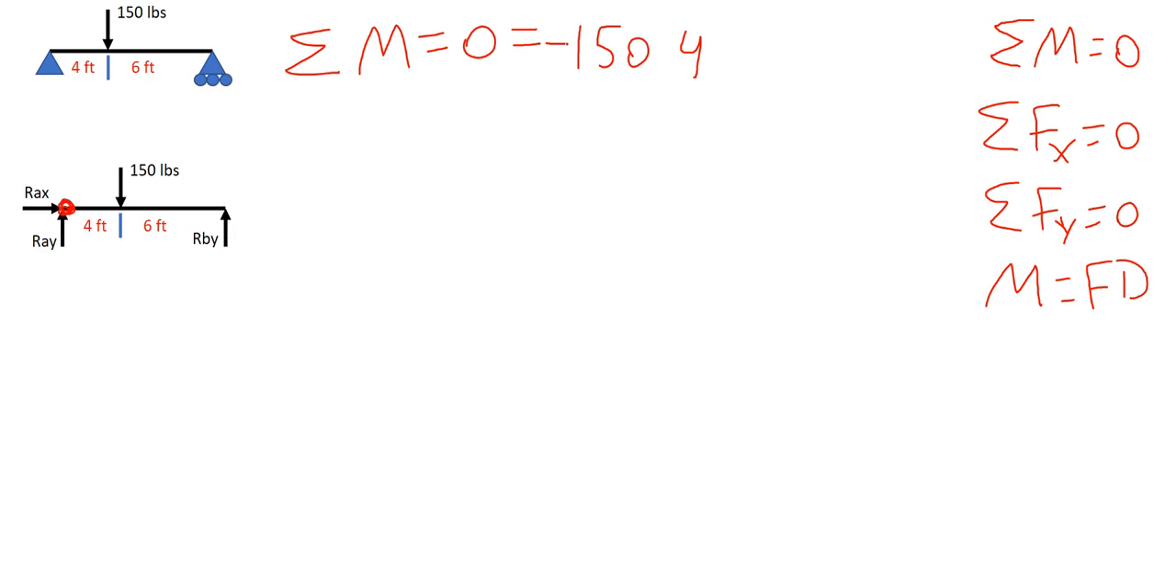The second moment, acting about point A, will be generated by force RBY. We say that RBY's perpendicular distance from the pivot point is 10 feet. In this case, RBY is causing the beam to rotate in the counterclockwise direction, and using the right-hand rule, we can see that the moment generated is positive.